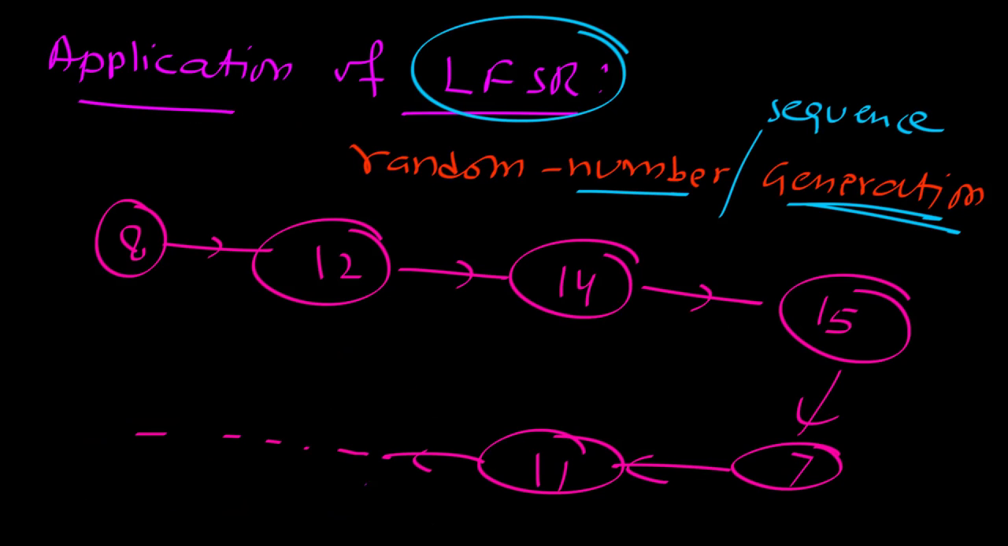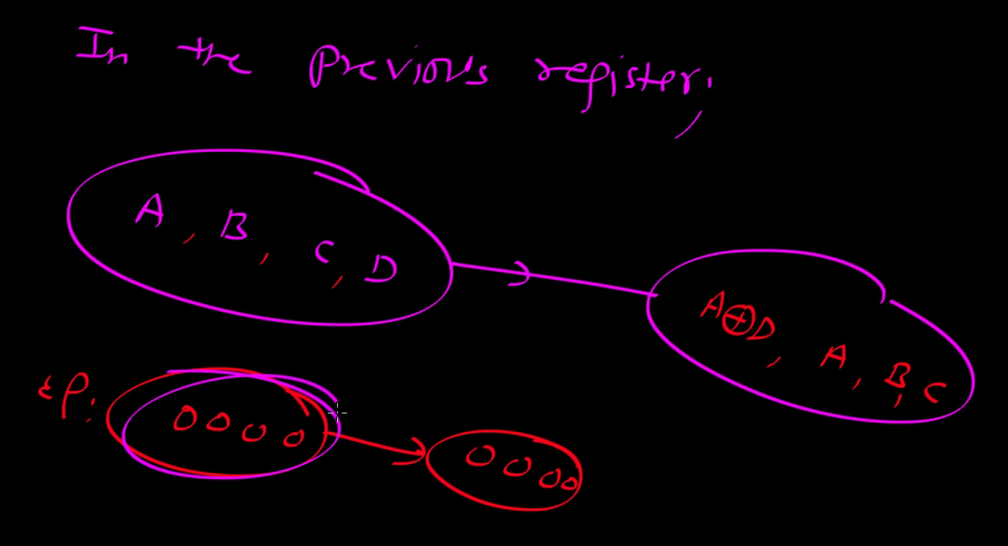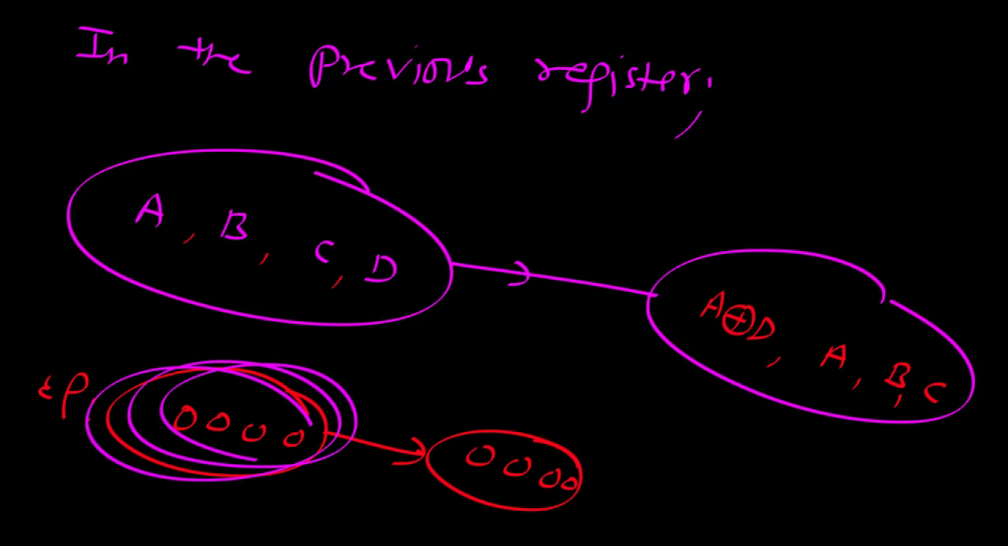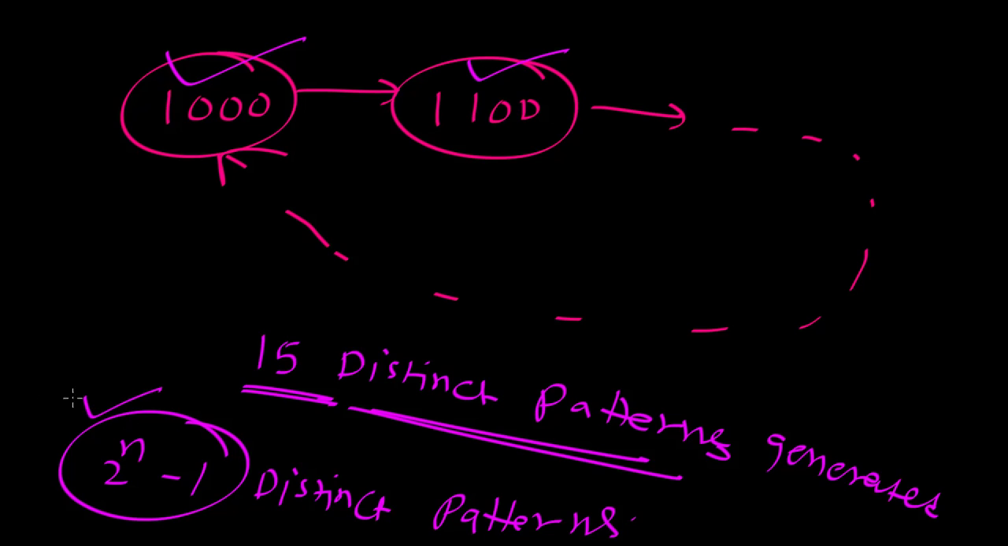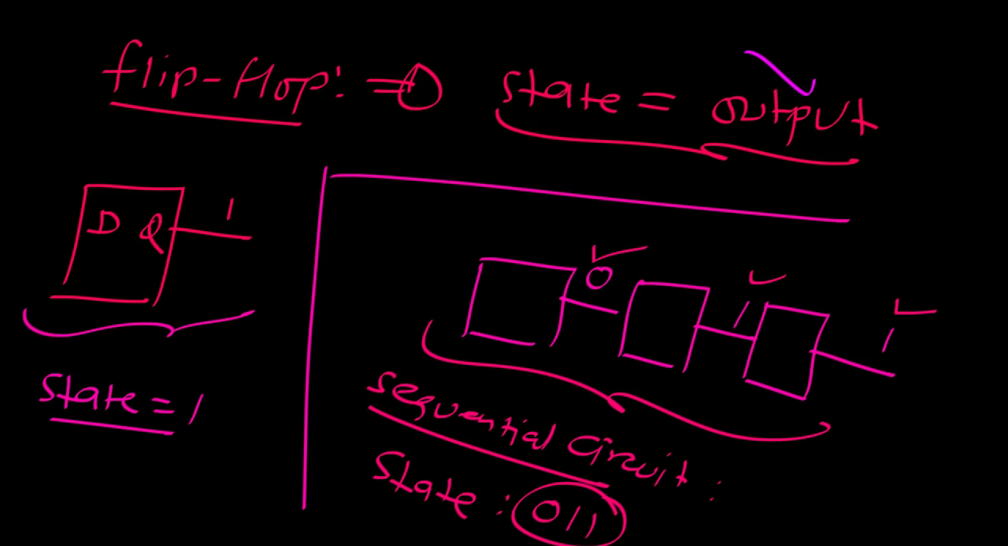Because I told you that if you start with triple 0, if you start with all 0, then you will never generate any other pattern. If you start with this pattern, then you can only generate this pattern. So apart from all 0, all other patterns you can generate. So I can say that 2 power n minus 1 distinct patterns you can generate using this linear feedback shift register. That is the reason this linear feedback shift register is so important.